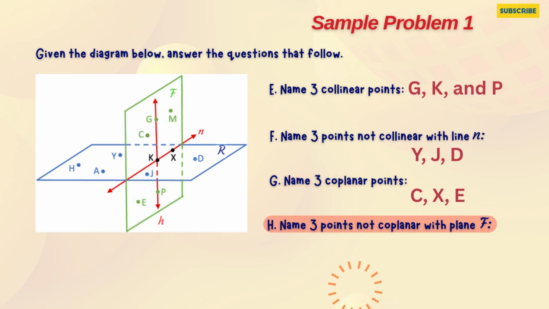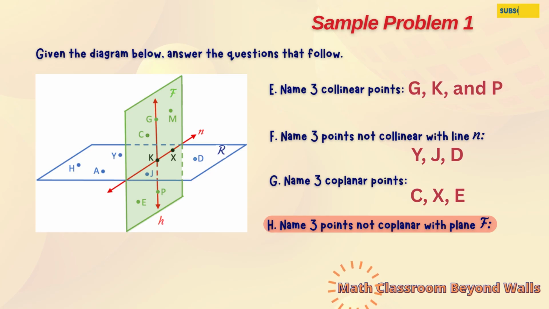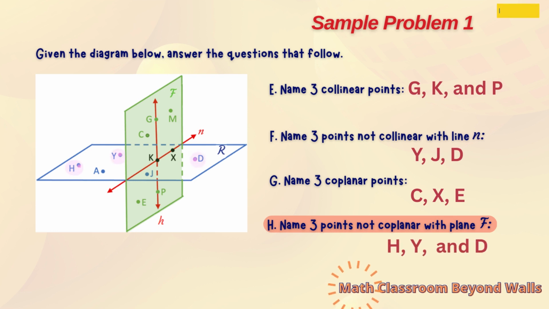Let us move on to question H. Here, we're to name 3 points not coplanar with plane F. Points not coplanar with a plane means points that are not on that plane. We will locate plane F first on our diagram. Then, we will look for points that are not on plane F. Let's go. Okay, so points H, Y, and D are not coplanar with plane F. They are all located on plane R.